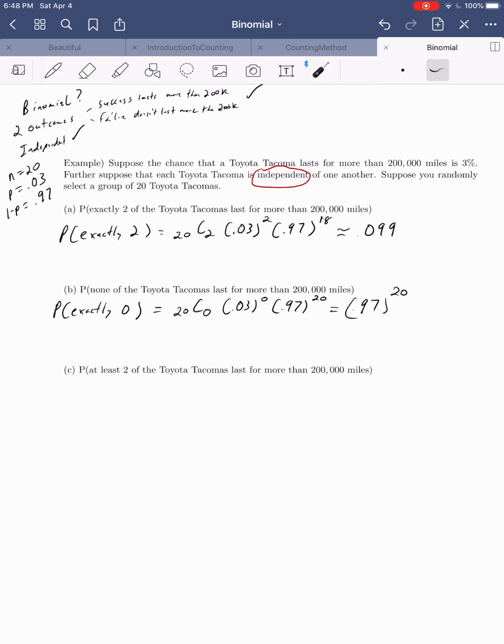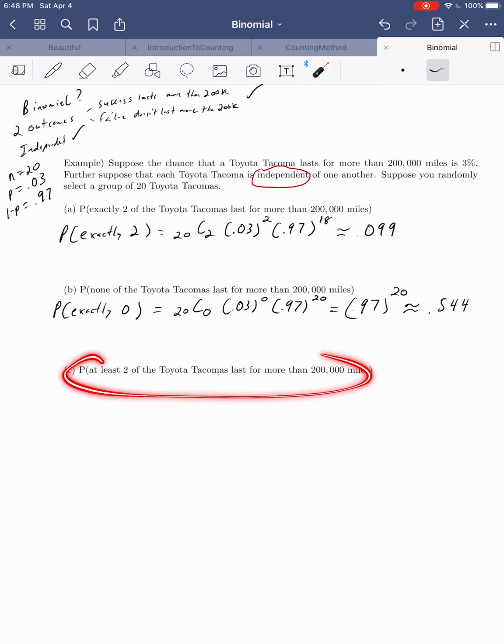If you do that, and you actually type that in, you should get that that comes out as approximately 0.544. So this is saying there's about a 54% chance that if you have a group of 20 Toyota Tacomas, none of them last for more than 200,000 miles. So that's more than half the time.